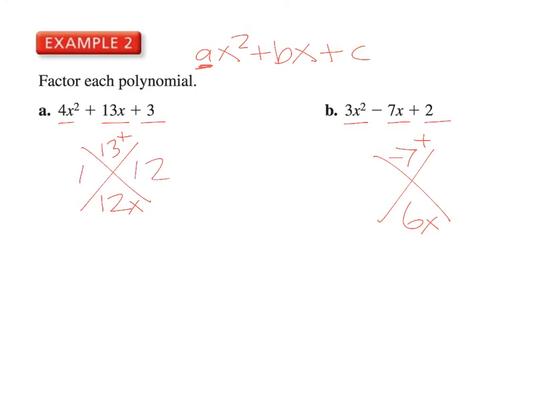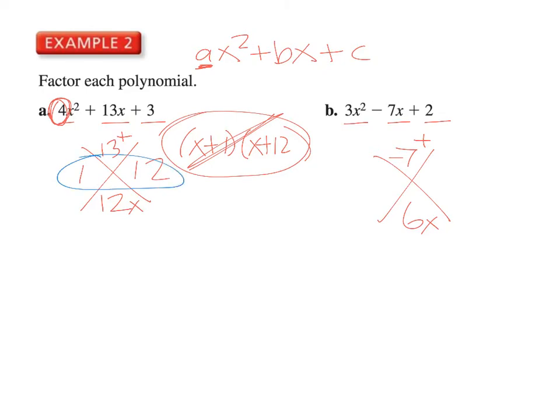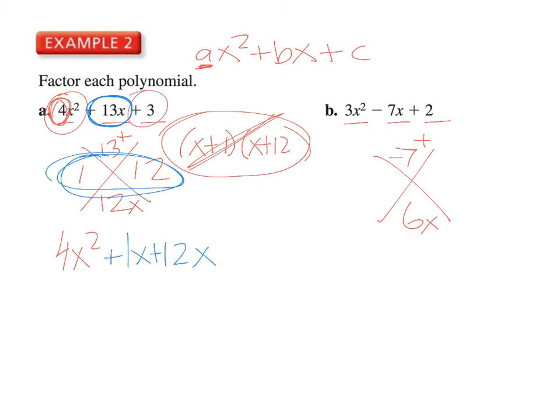Okay, so it's not this easy. You can't just do this now. It doesn't work that way because this value here does not equal 1. If it was 1, then no problem, we're done. But that does not work in this case. So what do you do with these two numbers that we just obtained? Well, I take the first term, 4x squared, and I break up the second term using these two values. So plus 1x plus 12x, and then plus 3.